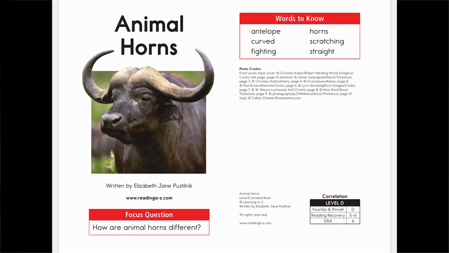Today we are reading the book Animal Horns. This book is all about the different kinds of horns that animals have. Now pay close attention to the animals because I'm going to be asking you to pick 2 of those animals to write about in our reading response today.